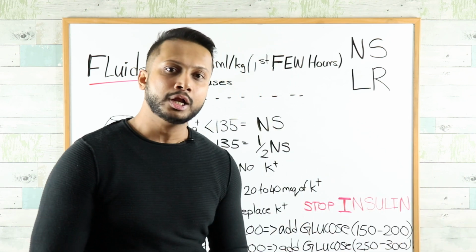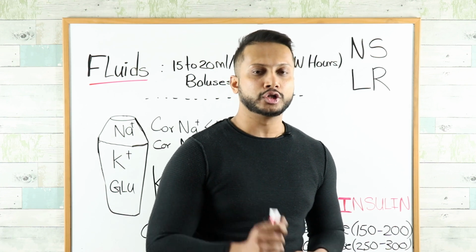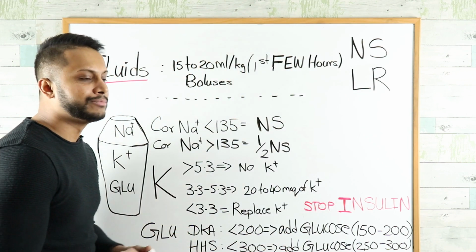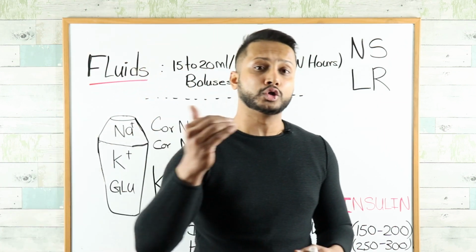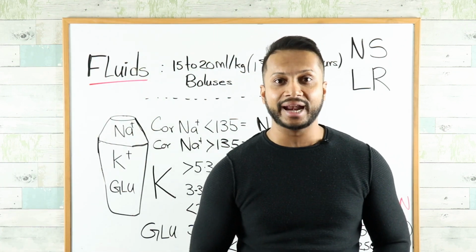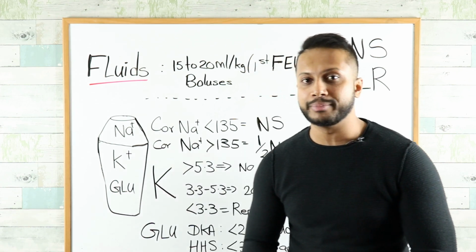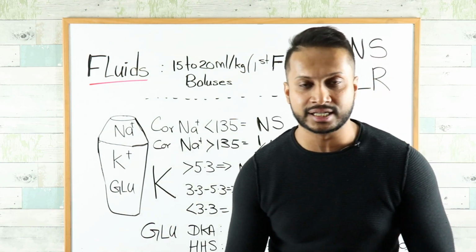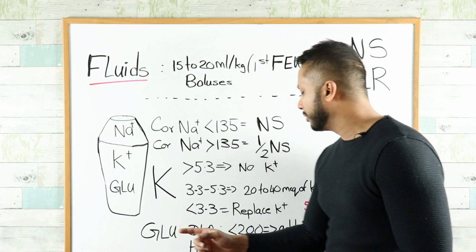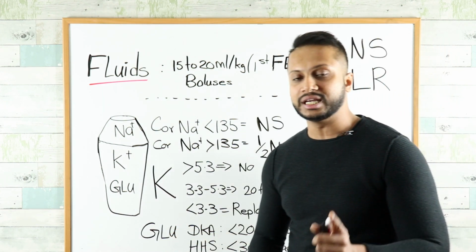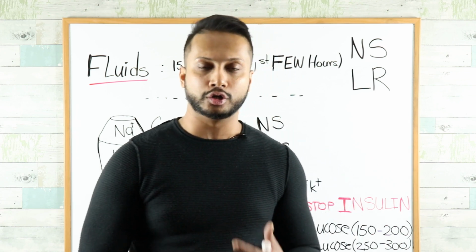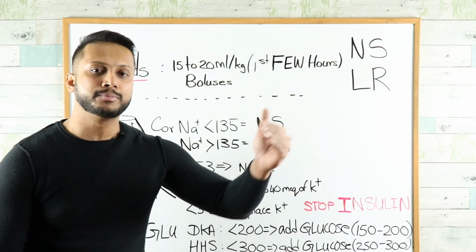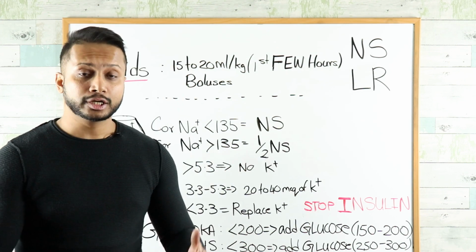So at what level would you actually add sugar to your fluid? It's pretty simple to remember, guys. For a patient with DKA, the moment your blood glucose comes below 200, you will add D5. Now your fluid is going to become D5NS or D5 half NS. That's it. So the moment it comes below 200 in a patient with DKA, you will add sugar to your fluid. Whereas a patient with HHS, the moment it drops below 300, you will add glucose to your fluid.